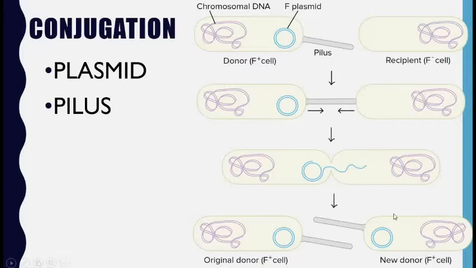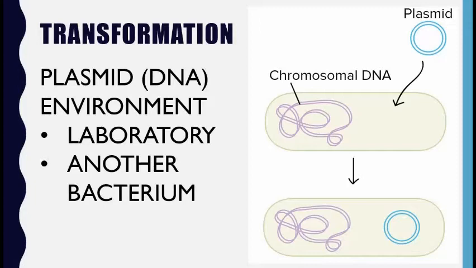Next is transformation. In transformation, a bacterium takes in the DNA. So, ano yung important dito naman? Ang important dito is the plasmid. And, of course, the DNA, kung saan galing yung DNA na yon o yung plasmid. So, it may come from the laboratory or it may come from another bacterium. So, we have here, for example, a bacterium which has a chromosomal DNA but has no plasmid. Yung plasmid, pwede siyang manggaling sa laboratory, ginawa ng mga scientist, o yung plasmid na yun, pwedeng manggaling sa another bacterium o sa ibang bacteria.